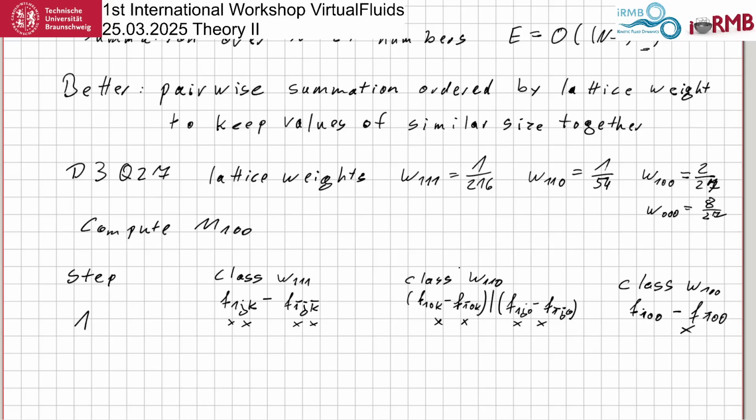Now, after doing this, we add each of them together. This gives us step number 2. And then we add them together. This is step number 3. See, this is going like a pyramid now.